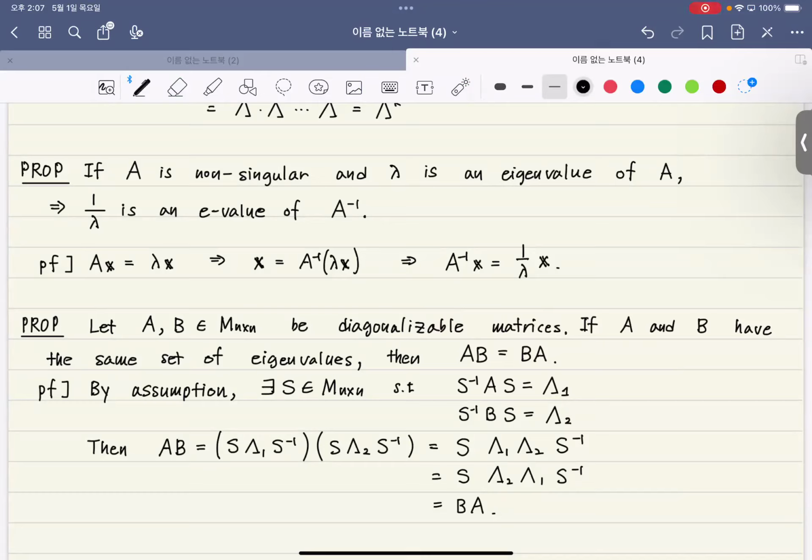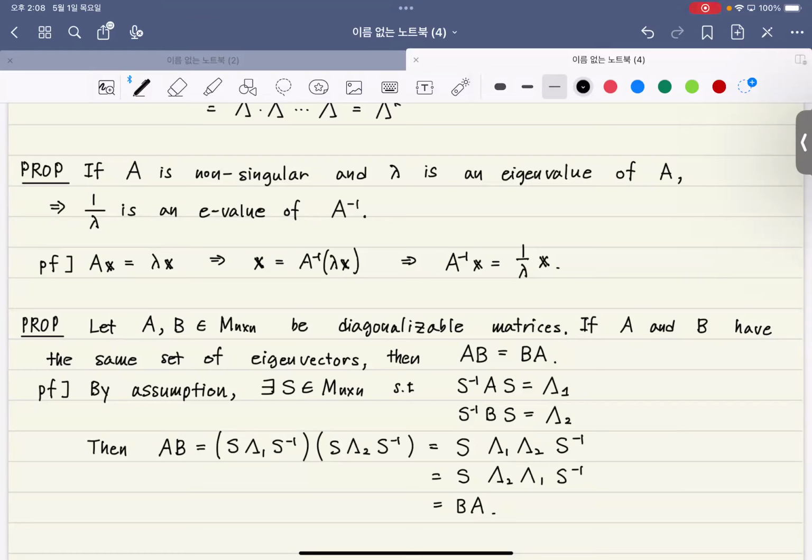And if A and B have the same set of eigenvectors, then A times B is B times A. In other words, they commute. Matrix multiplication usually does not commute, so A times B is not the same as B times A in general. But in that case, they actually commute.